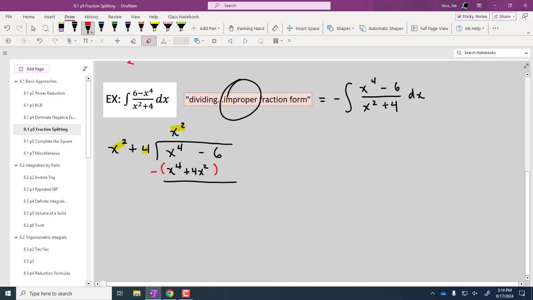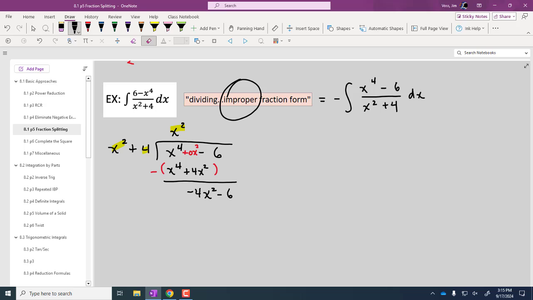If you want to, up here, you can think of putting in a 0x squared. So then we have x to the 4th minus x to the 4th, which is 0. We have 0 minus 4, which is negative 4x squared, minus 6. And we are not done yet because the powers are matching. The power in that remainder area has to be less than the power of the divisor.